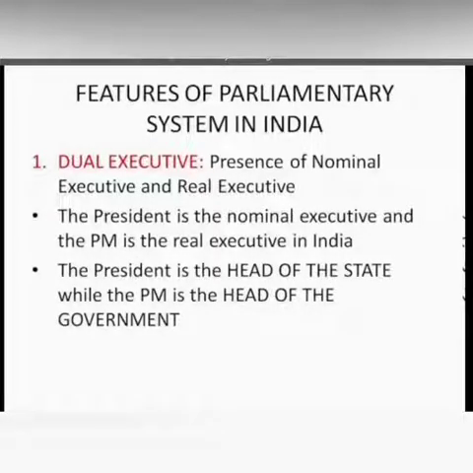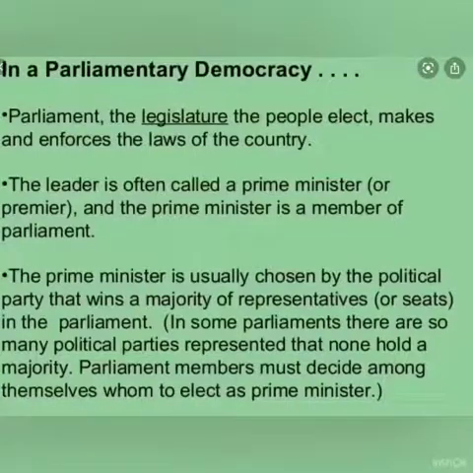So here are some features of the parliamentary system in India. India has a dual executive system, with the presence of a nominal executive and a real executive. The President is the nominal executive, and the PM is the real executive in India. The President is the head of the state, while the PM is the head of the government.